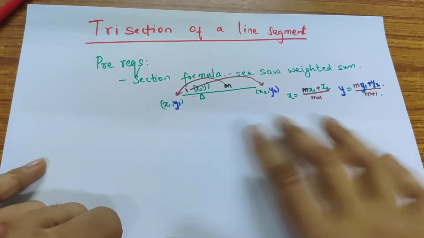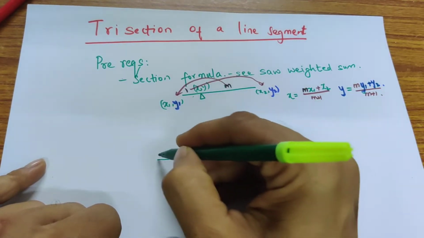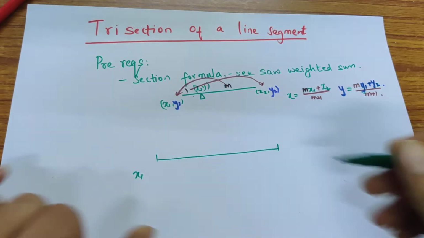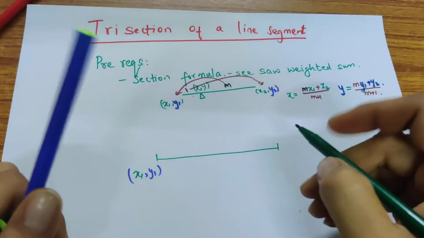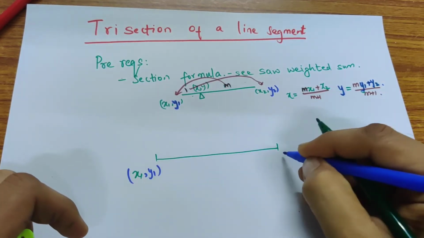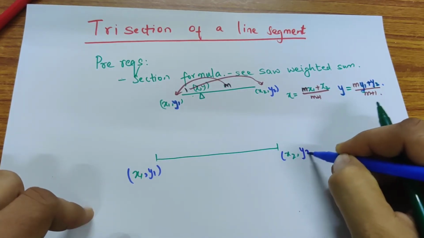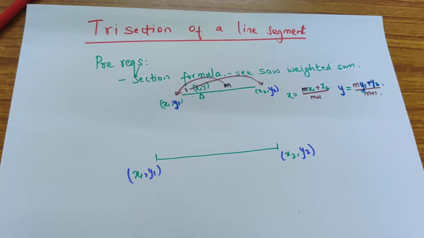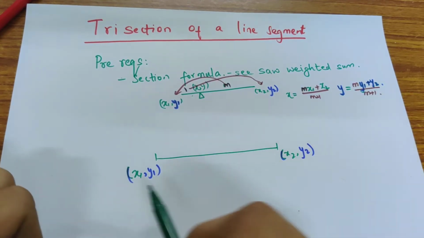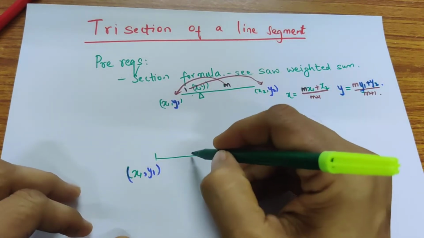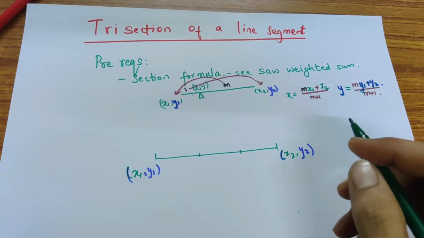If this is known, then for me the trisection formula is just an application of this concept. So I have 2 points. I have x1, y1, and I have x2, y2. I'm not taking the effort to get the brackets also in one color or the other. Anyway, I could even use this like that, no problem. Okay, so I have x1, y1 and I have x2, y2, 2 points. When I say trisection, I mean I'm breaking it into 3 equal parts.